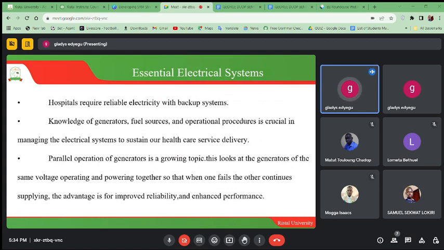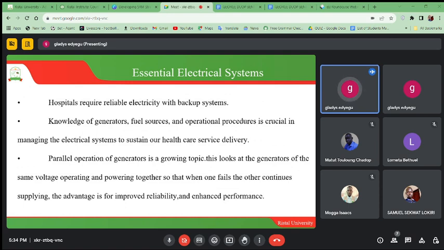Most hospitals require reliable electricity with backup systems. So we need the backup systems so that we can provide electricity 24/7 to provide services for our clients. As we have mentioned reliable electricity, we also talked about the generators. So the knowledge of generators, fuel sources, and operational procedures is very crucial in managing the electrical systems in order to sustain our healthcare service delivery.